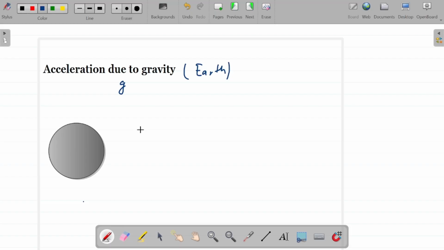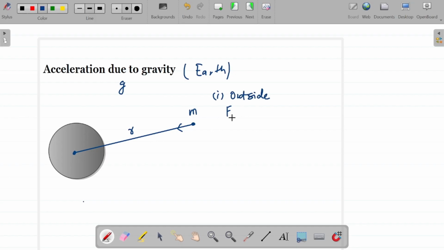So let's take a body which is outside the Earth. So here we have the center, and let's say here we have a body. The mass of this body is m, and its distance from the center of the Earth is r. So what will be the gravitational pull on this body? This gravitational pull will be, number one, outside.